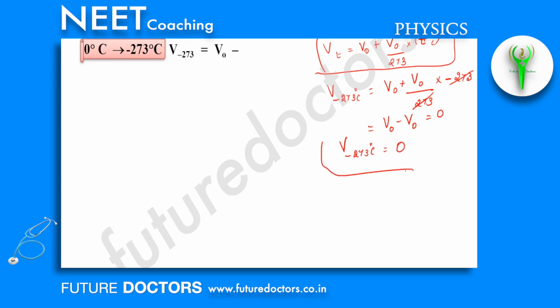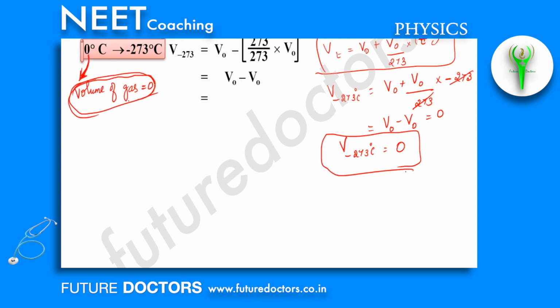So this is called absolute volume. The volume of a gas is 0. It does not exist as a gas. All the molecular motion will stop at this temperature. The substance cannot exist as a gas. All the molecular motions will stop. So volume is 0. So this is called minus 273.